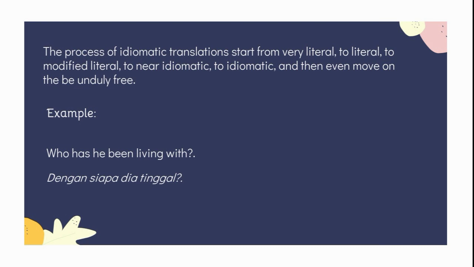For example, who has been living with? Dengan siapa dia tinggal? In the example above, we can see that there is a change of structure. The word dengan is placed in front of the sentence and it makes the sentence better. The result of the translation is easier to understand and to accept by the readers. Reproducing a good receptor language text which communicates the same message as the source language but using the natural grammatical and lexical choice of the receptor language becomes the main purpose of a translator.